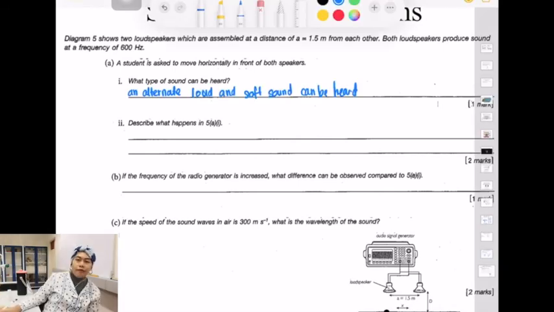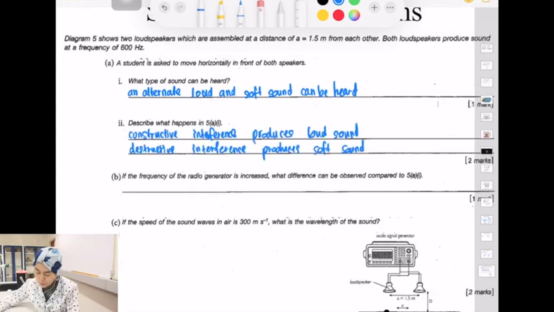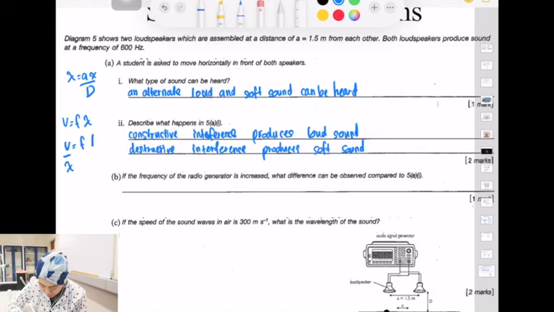Okay. And then for B, you need to describe how you get that loud sound and how you get that soft sound. And then if the frequency is increased, what difference can be observed? So for this, you need to know the relationship between frequency and also wavelength, because in the formula that we have, which is this, there is no frequency. So the only way you can relate how frequency changes can affect is wavelength, because you also know that V is equals to F lambda. So if F increase here, and lambda is inversely proportional to F, so wavelength will decrease.